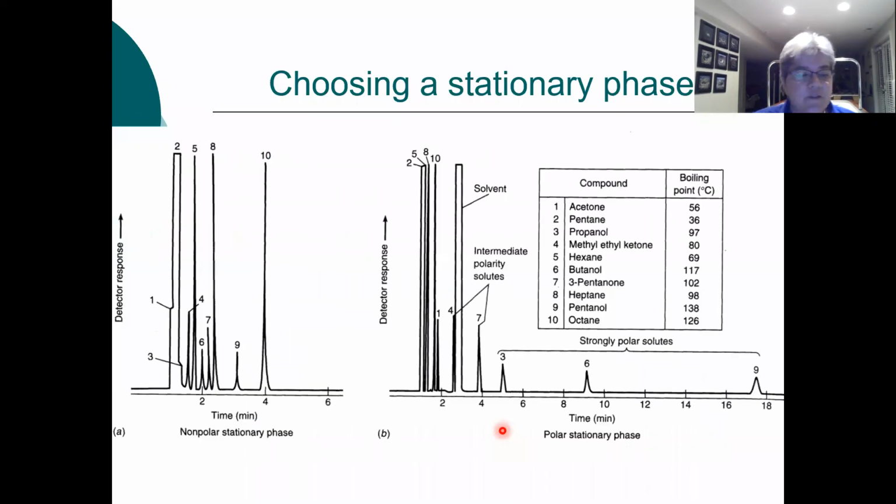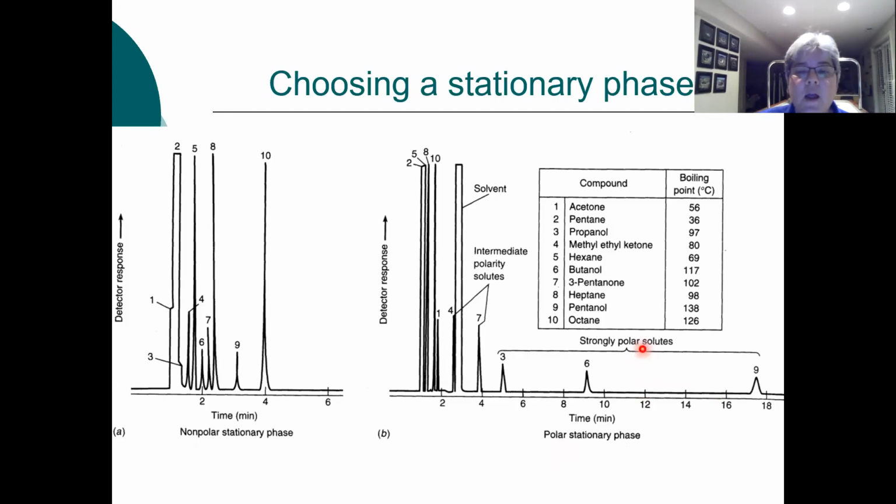Okay, so this next slide shows you a mixture of these 10 compounds that were separated on a non-polar stationary phase and on a polar stationary phase. And I just said that one of the factors you have to consider for separation is polarity. Okay, and notice for this polar stationary phase, we said, okay, if it's a polar stationary phase, that means the polar compounds should come out first or last. They should come out last.